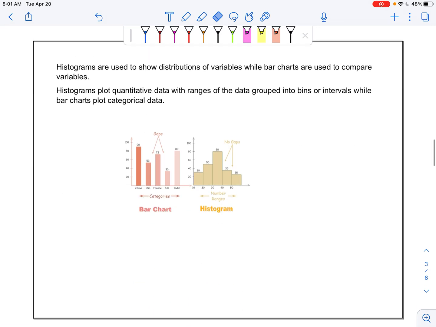A histogram is used to show a distribution of a variable, while bar charts are used to compare your variable. So if you look at these two examples, the bar chart on the left is showing the categories, where the histogram on the right is showing the distribution of the data. And so you can see along the x-axis in the histogram, it is basically a number line. So there will be no gaps in your bars because it's a continuous distribution of your variable, whereas a bar chart is a comparison.